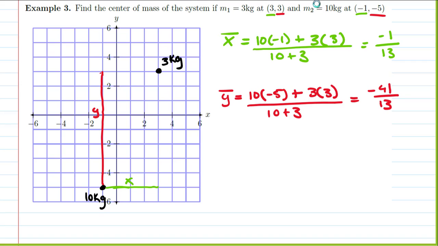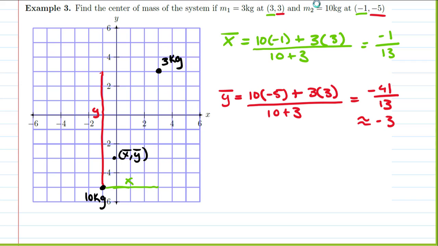So -41 over 13 is going to be a little less than -3. So we'll say about -3. And the other one, -1/13, is pretty close to 0. So it puts our center of mass at about this point. And that's just approximately, right? Because those aren't exact numbers. -41 over 13 is not -3. It's a little bit less than -3, right? But it's a reasonable approximation.